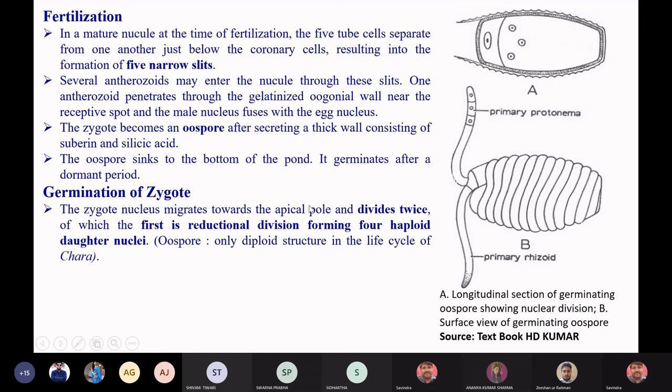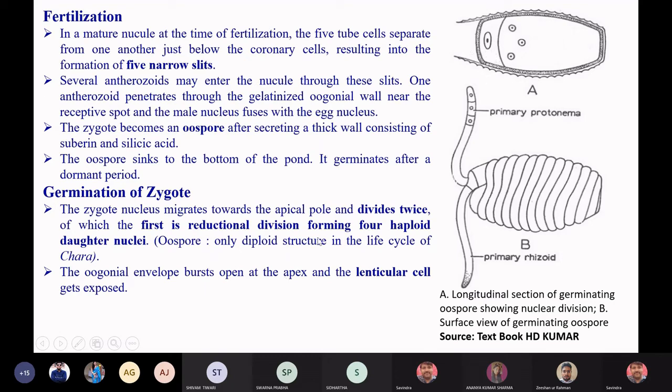The zygote nucleus migrates toward the apical portion, and it will divide twice. Meiosis होगा इसके अंदर. That's why twice. First is the reductional division, forming 4 haploid daughter nuclei. One nucleus will be on one side and 3 nuclei on the other side. The oogonial cell walls burst open at the apex, and the lenticular cells get exposed.